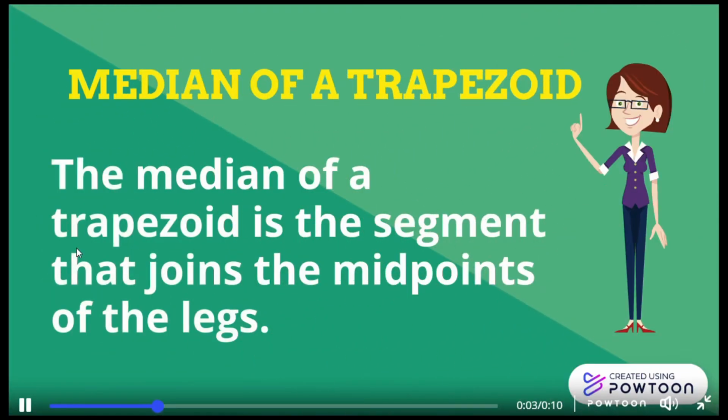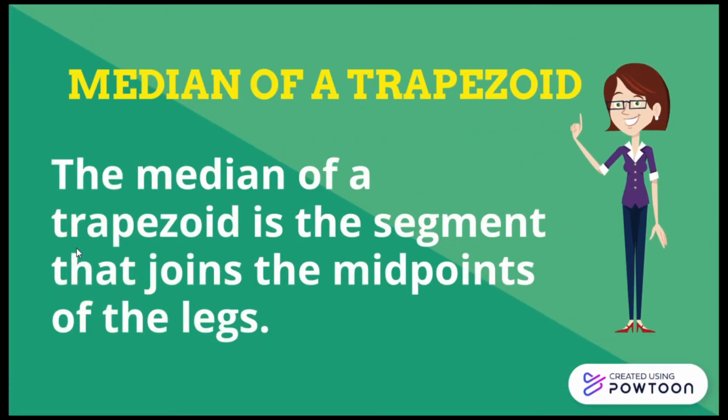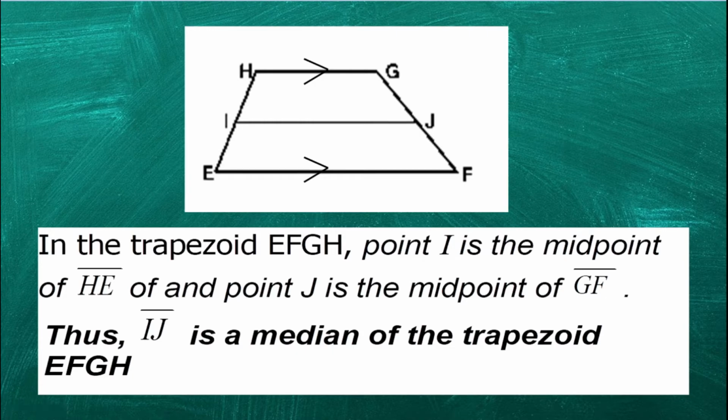The median of a trapezoid. The median of the trapezoid is a segment that joins the midpoints of the legs. Using the same trapezoid EFGH, notice that point I is the midpoint of the side HE, while point J is the midpoint of the side GF. Thus, the segment IJ is a median of the trapezoid EFGH.